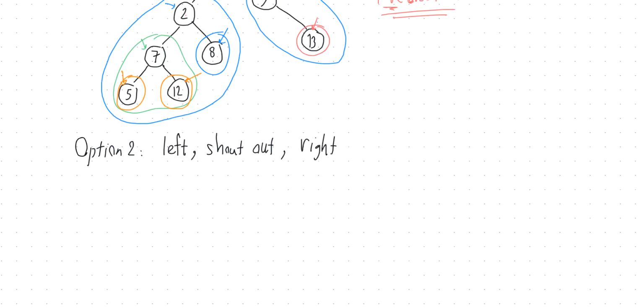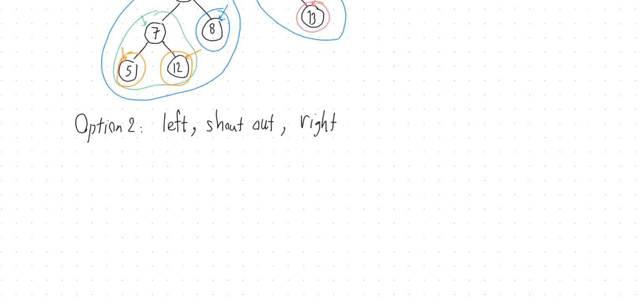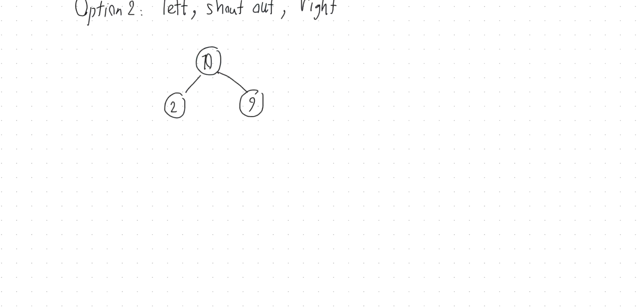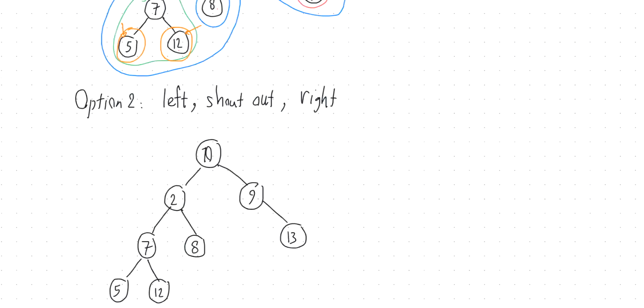Okay, and let's do the same tree. 10, 2, 9, 7, 8, 5, and 12. And finally, here we have 13. Okay. And by the way, since the shout out is in the middle, this is called Inorder traversal.